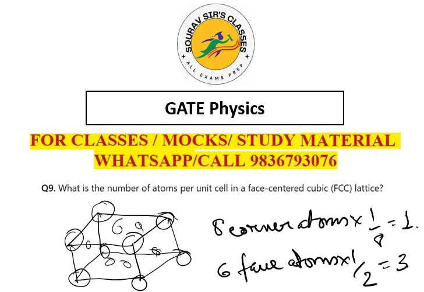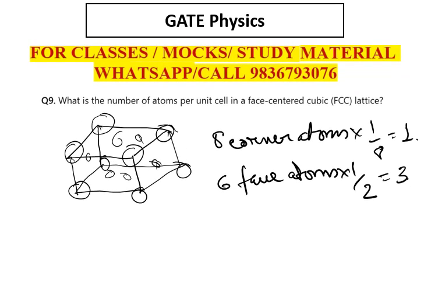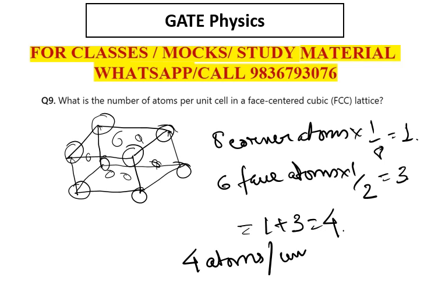So the total it will be 4 atoms per unit cell, so it will be 1 plus 3 equal to 4. So the final answer is 4 atoms per unit cell. Hope the solution is clear.